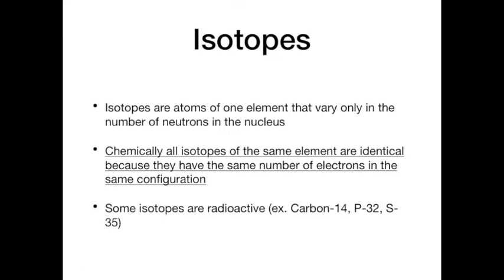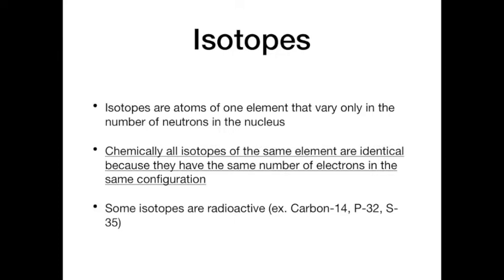Okay? Now, some isotopes are radioactive. For example, carbon-14. There is carbon-12 as well, but it's not radioactive. Phosphorus-32, sulfur-35. We use them in order to trace the pathway of substances. For instance, sulfur is being absorbed by proteins.